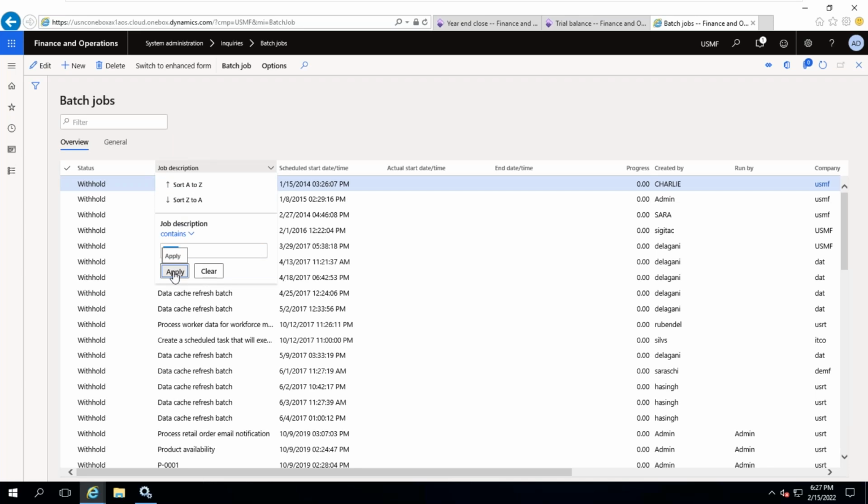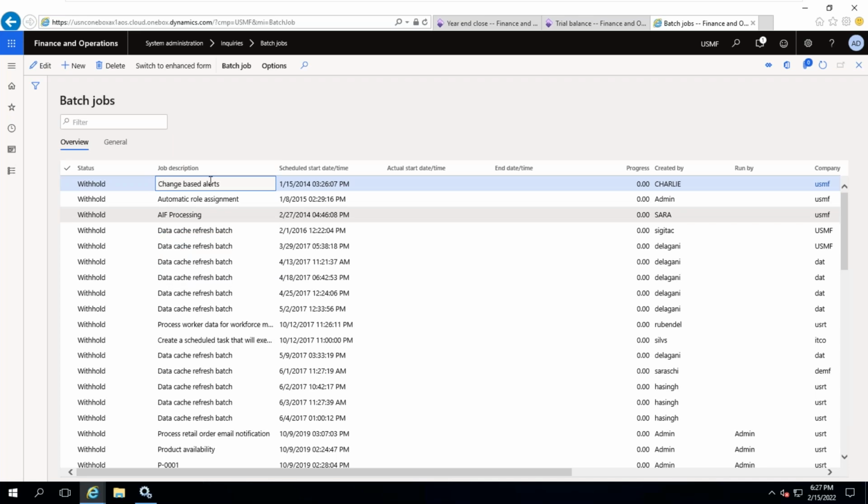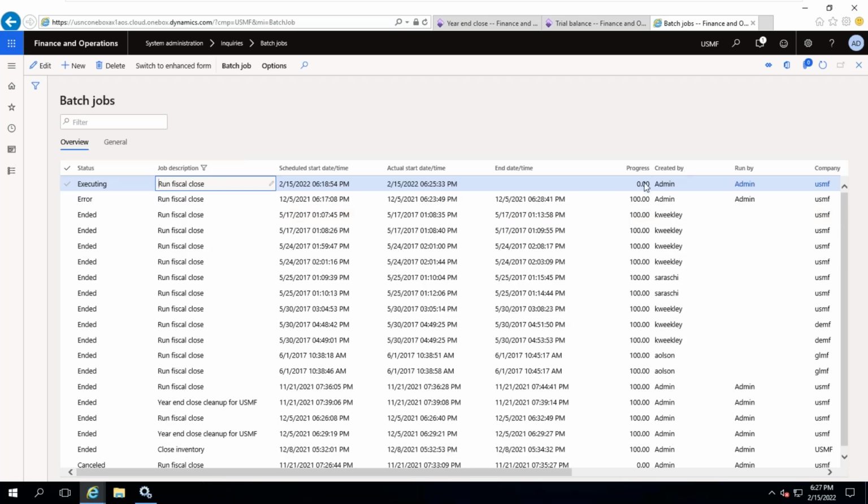So you can click on close. You can make it contains and close. Then automatically it will show you the run fiscal close batch job. Okay, it is executing. This job is executing now. It should be finished in 1 minute. It is executing now.